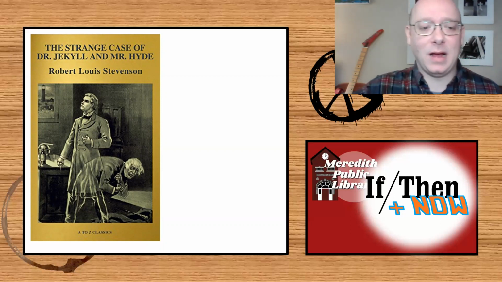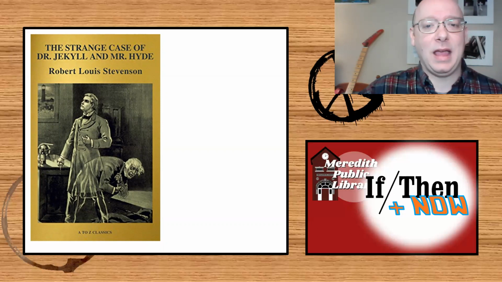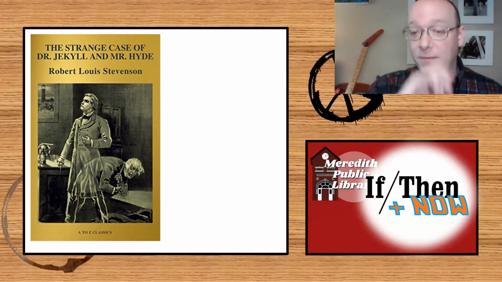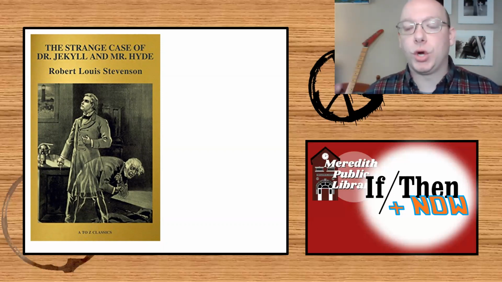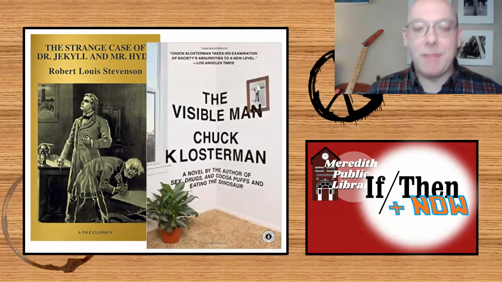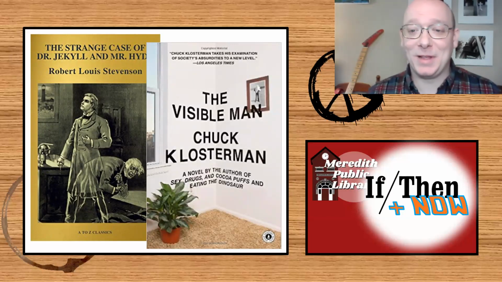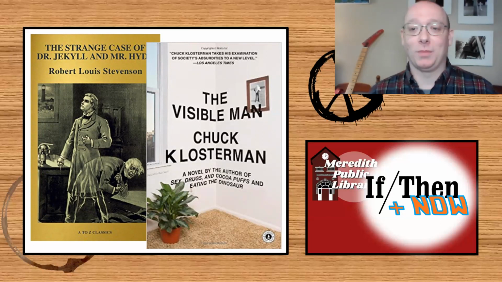So my modern telling is very much related to this idea of changing our appearance in order to allow ourselves to turn a thought into an act. The book is The Visible Man by Chuck Klosterman. So this is definitely not a YA novel. This is for adults. It's got some pretty adult themes in there, so don't hand it to your middle schooler, please.